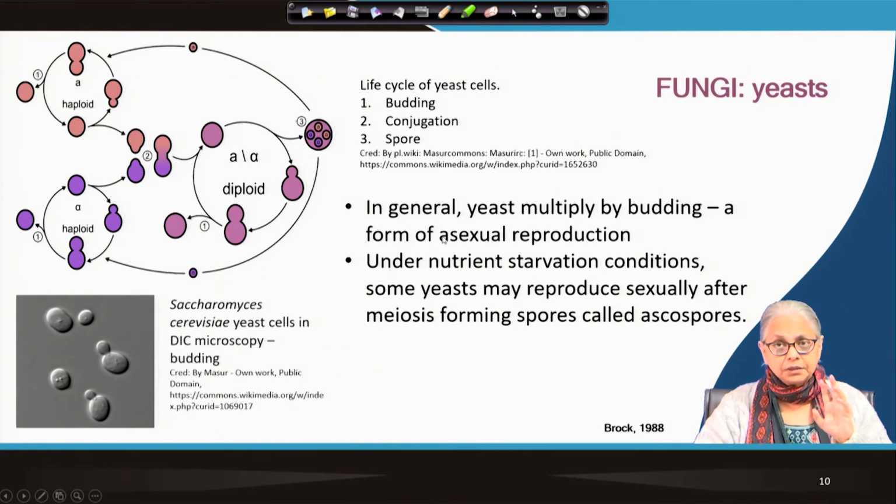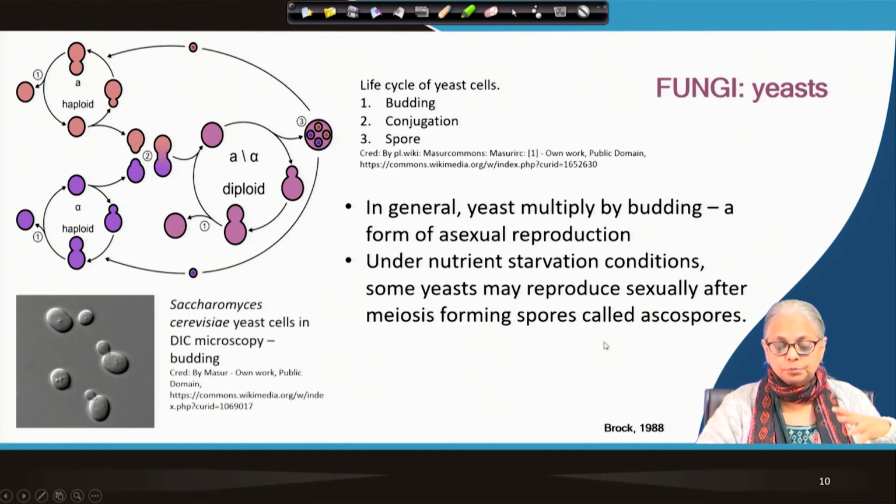And under nutrient starvation conditions, some yeasts are capable of reproducing by what is called sexual reproduction. So they create haploid cells. The normal budding does not require haploid cells. The cell remains a diploid cell. But under nutrient starvation conditions, they will create two haploid cells. These two haploid cells will create buds which remain haploid and eventually form what are called spores.